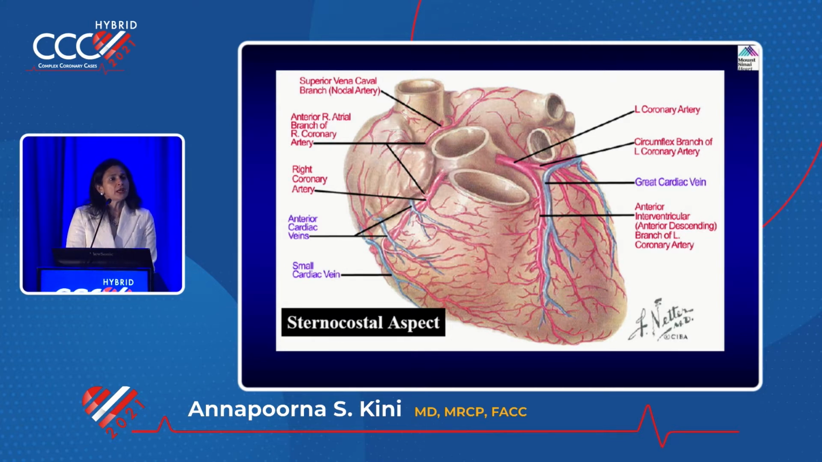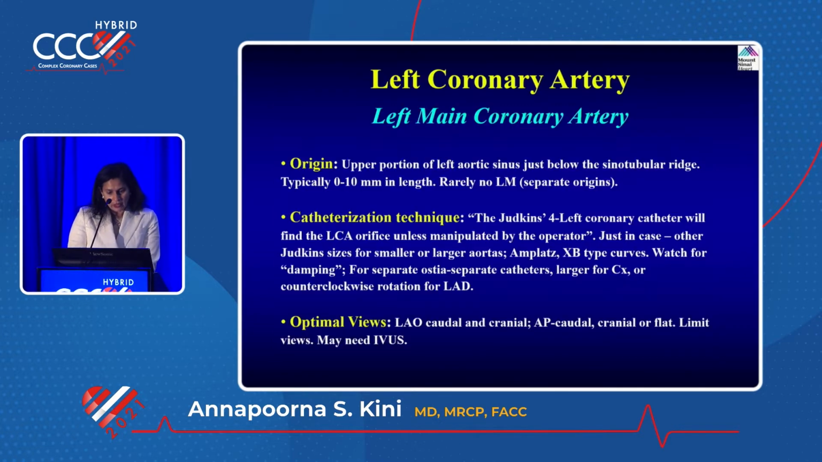Suppose you take a JL4 and when you engage, you just go into the circ, then you go counterclockwise to get into the LAD. And if it still does not get into the LAD, you have to call the tech to say you want a shorter catheter to get into the LAD. So very clear. These questions will come over and over for catheter selection when you're doing the anatomy there. So, same thing I mentioned.